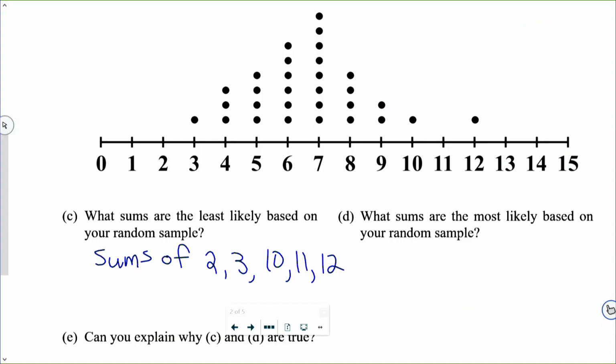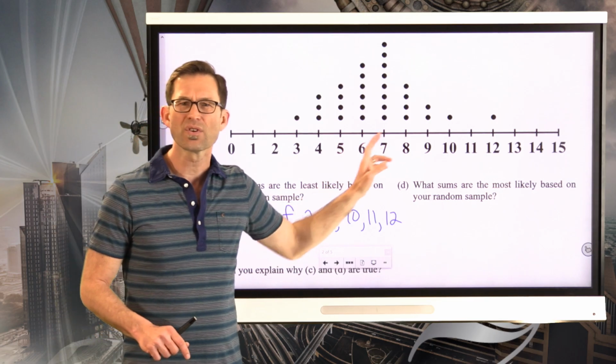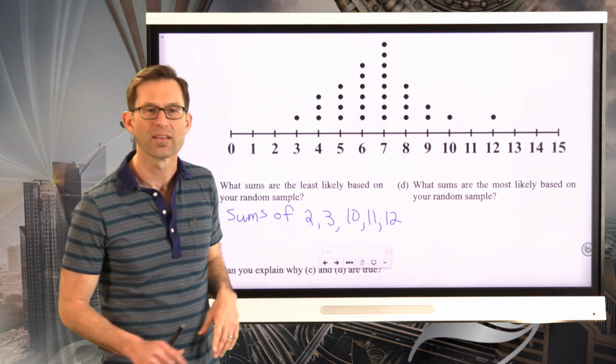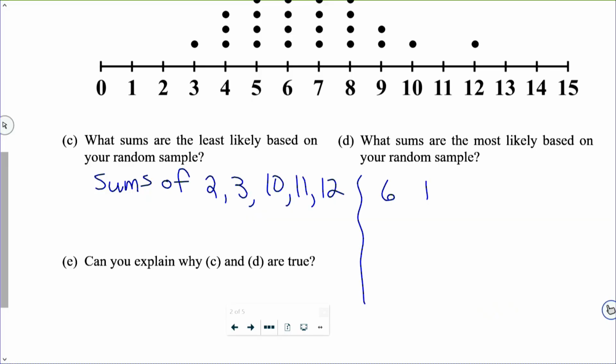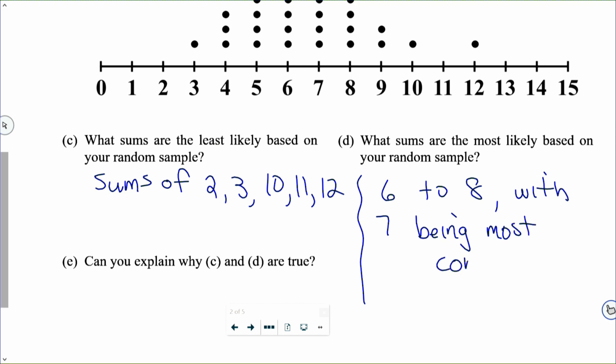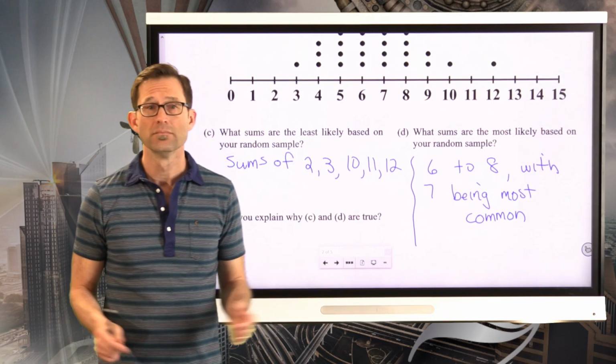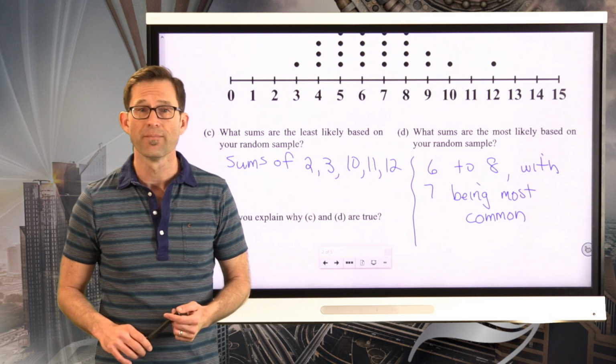What sums are the most likely based on your random sample? Well, those are kind of the sums from 6 to 8, I'm going to say 6 to 8 with 7 being most common. Now, you may not have found that 7 was the most common. Maybe you had more sums of 6 or more sums of 8. For me, my most likely one was a 7.